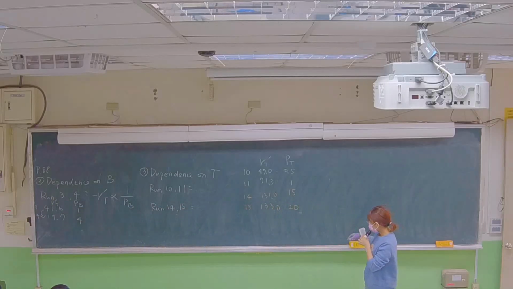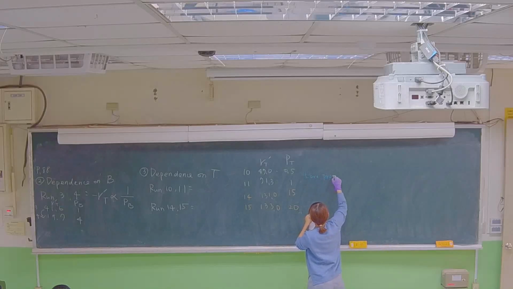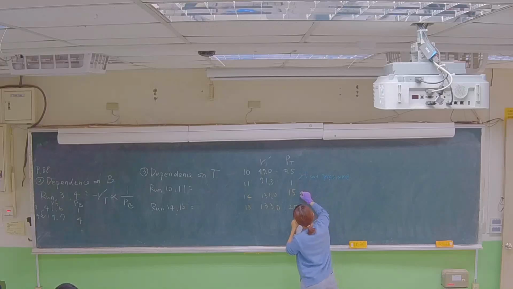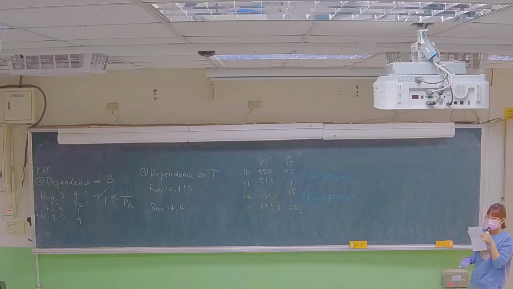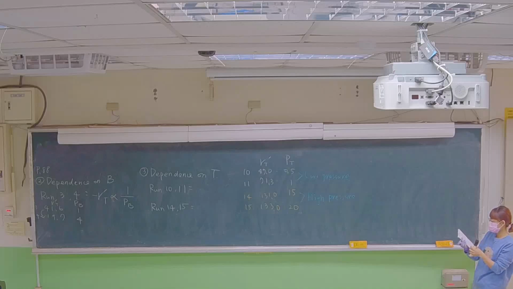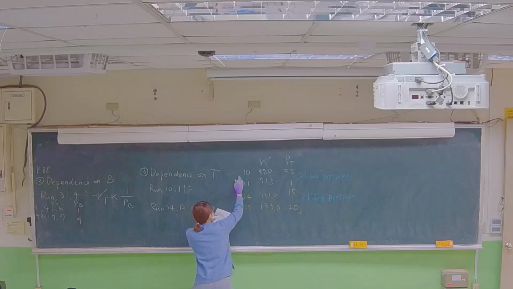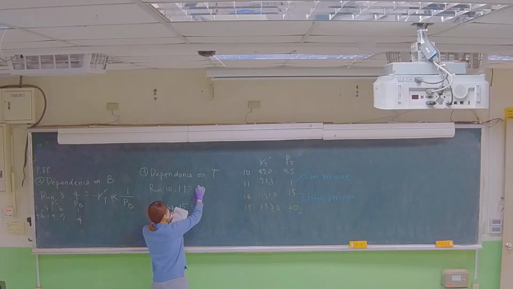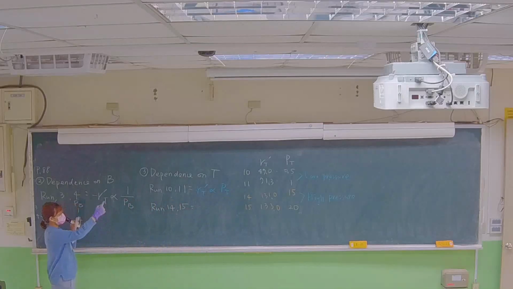So here, we can define these two as low pressure and these two as high pressure. So different results are obtained at high pressure and low pressure, right? So actually round 10 and round 11 tell you this one, right? When you increase the pressure of toluene, the rate law increases as well.